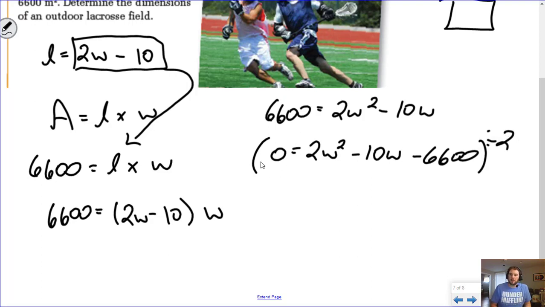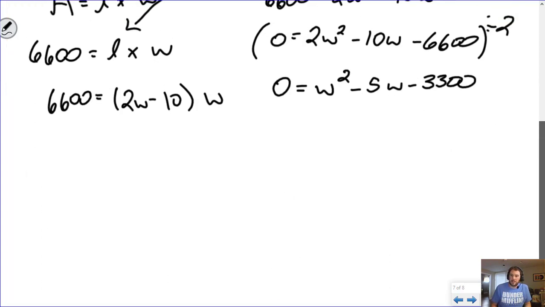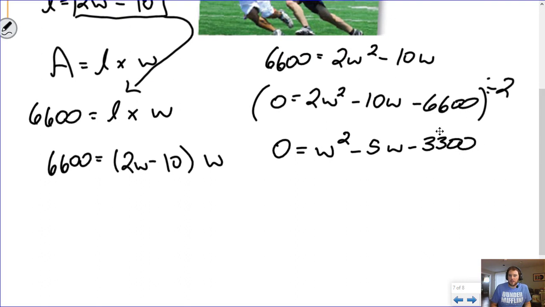Because what is 0 divided by 2? Well, it's still just 0, right? And then this 2w squared just becomes w squared, and my 10w becomes 5w, and my 6,600 becomes 3,300. And now I just have a quadratic that I need to try to solve. So at this point, finding numbers that multiply to give me 3,300 might be a little tricky. Something like 33 and 100 possibly, right? But they also have to add to give me -5.